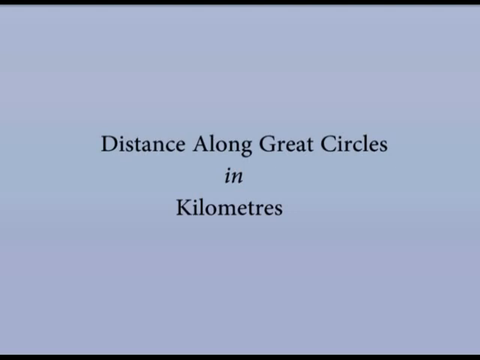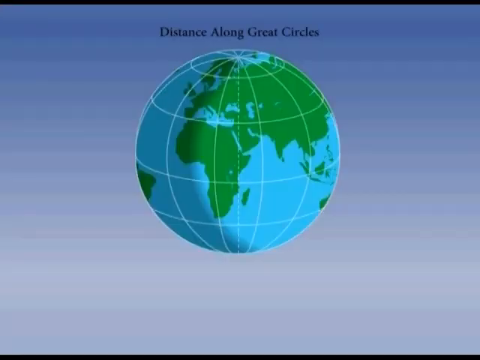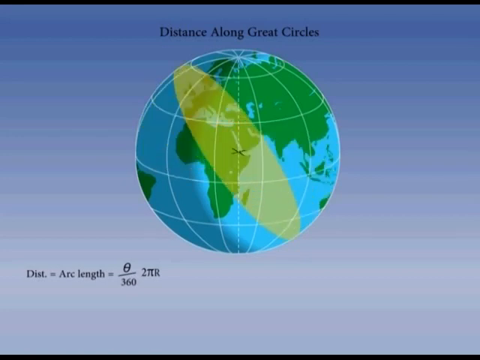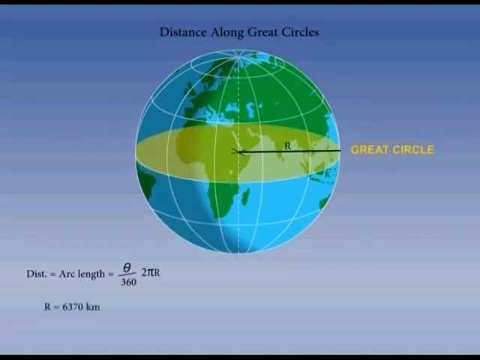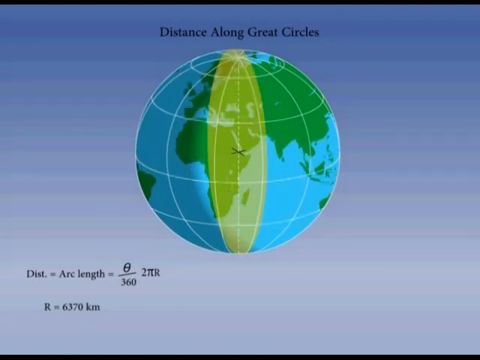Distance in kilometers. To calculate the distance in kilometers between 2 points along a great circle, we simply find the length of that arc. But first, we need to find the angle subtended by the arc at the center of the globe. Arc length is given by theta over 360 times 2 pi r. The radius capital R of the Earth is given as 6,370 kilometers. Recall that the radius of a great circle is equal to the radius of the Earth.